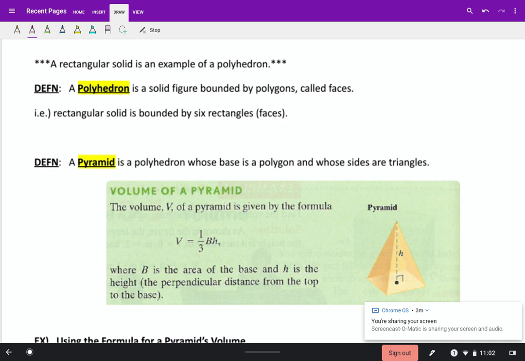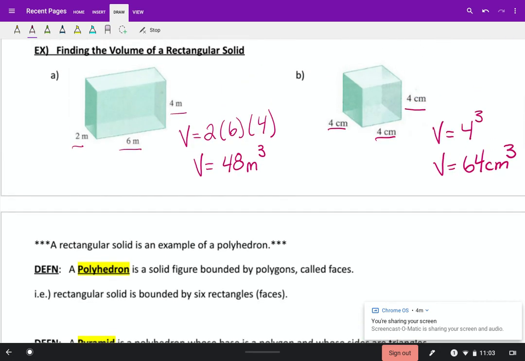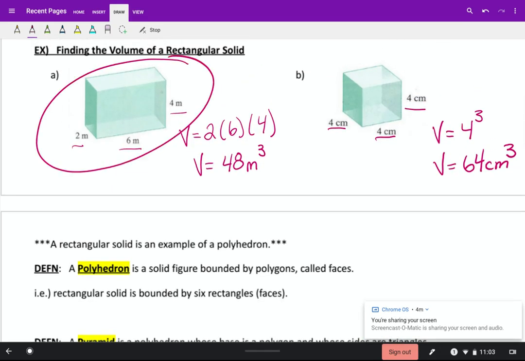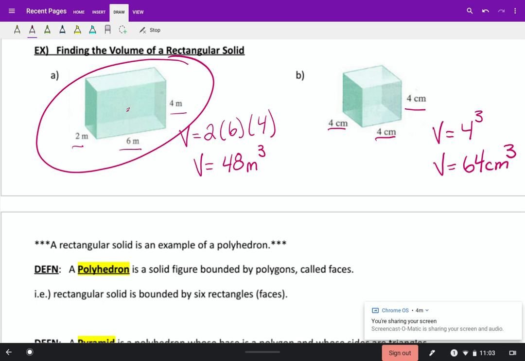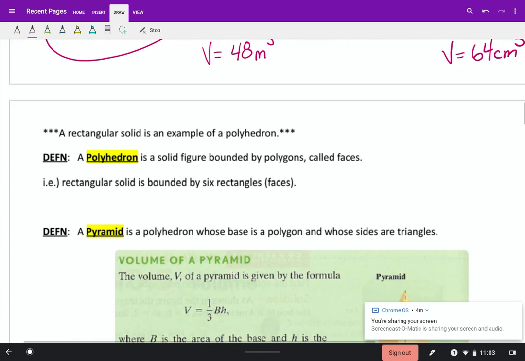A polyhedron is a solid figure bounded by polygons called faces. So we're going to talk about pyramids next. A pyramid is a polyhedron because you have triangles in a rectangle or a square, so it just depends. A rectangular solid is bounded by 6 rectangles. So if we go back up to A here, it's bounded by 6 rectangles. You have the front and the back, the top and the bottom, and the left and the right. That's what that is talking about.